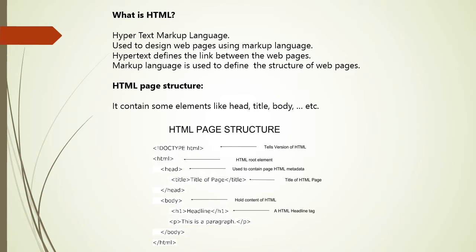Now consider HTML page structure. The basic structure of an HTML page is given below. It contains some elements like head, title, body. These elements are used to build the blocks of web pages. So consider the HTML page structure. First one is <!DOCTYPE html>. This tag will tell which version of HTML you are going to use.